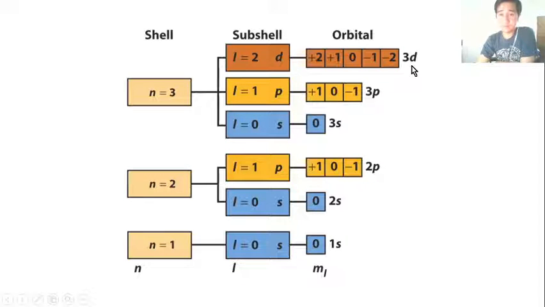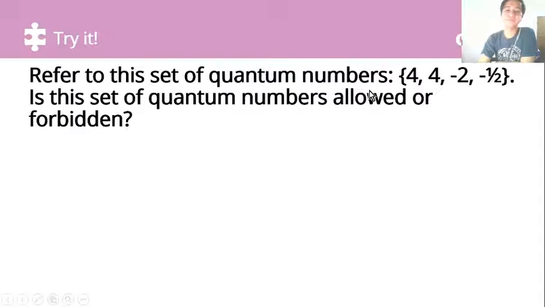Here we have 3D. Why 3D? Because it's an energy level 3. Why D? Because the value of L is 2. Whenever the value of L is 2, that means it's in D orbital. So we know that D subshell has how many orbitals? It's actually 5. So it's positive 2, positive 1, 0, negative 1, negative 2. You will observe here it starts with positive to negative, so that can be fine.